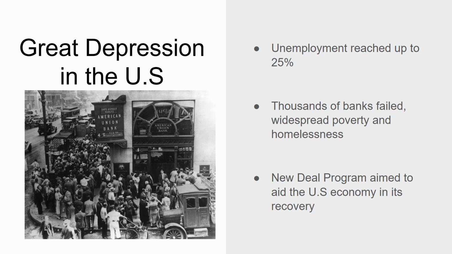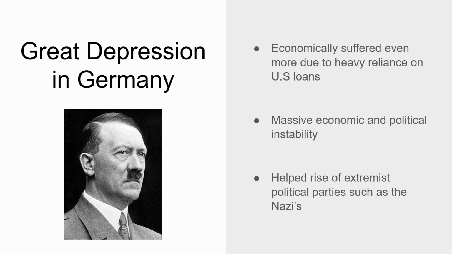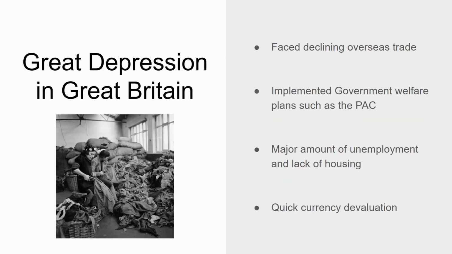Next slide. Which then leads up to the Great Depression in Germany. Like I said before, due to its heavy reliance on U.S. loans, the economy suffered drastically. This also led to massive economic and political instability, which led to the rise of extremist political parties such as the Nazis. Next. Great Depression in Britain.